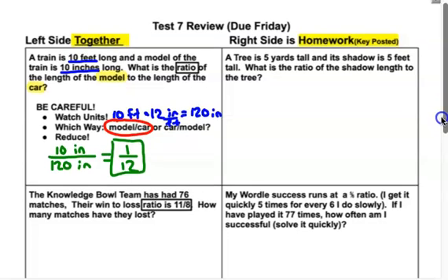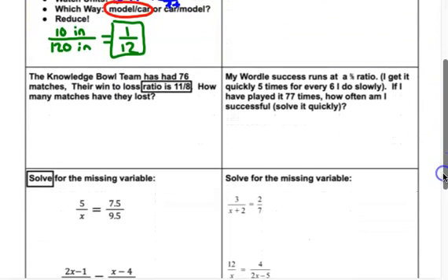Next. The Knowledge Bowl team had 76 matches. Their win-to-loss ratio is 11 to 8. How many matches have they lost? The first thing I put up there is that they had a total of 76 matches, and that total just comes from the problem. Some of those were wins, and some of those were losses. So the number that they win plus the number that they lose adds up to 76.